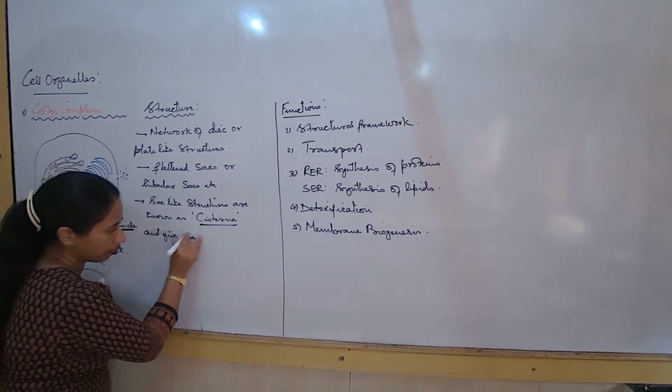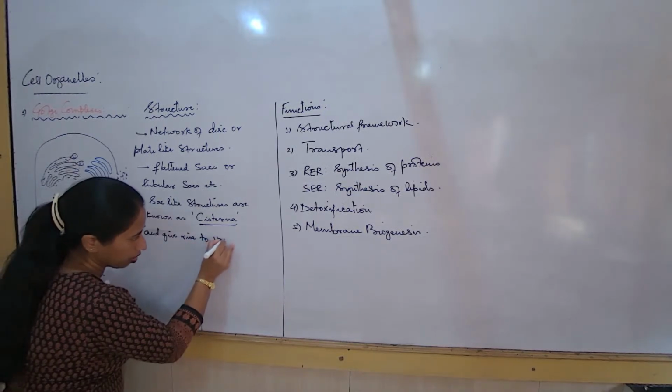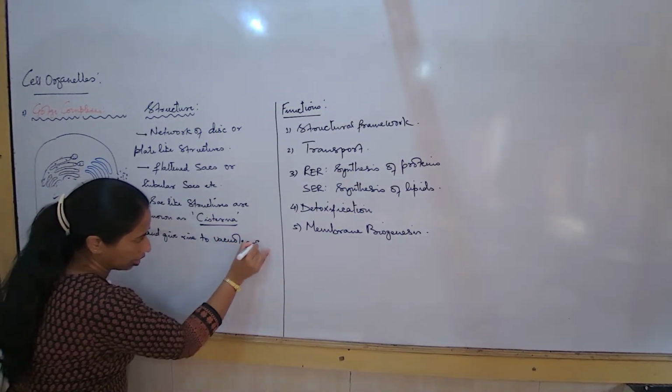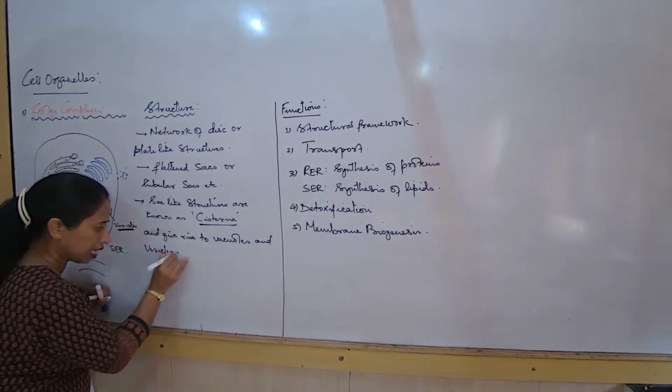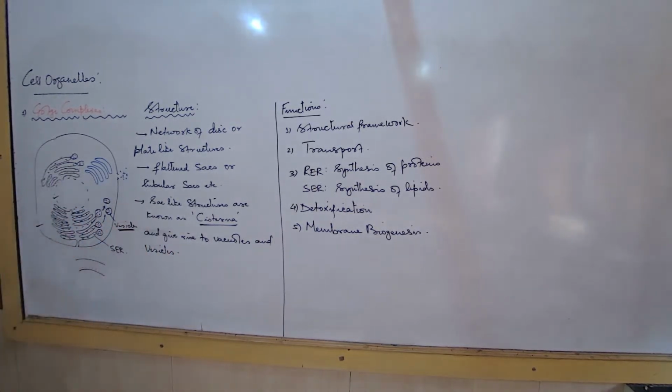They will always give rise to vacuoles and vesicles. So that is their major feature. Cisterna, you are always asked sometimes on mark. Cisterna, what are cisterna? These are some tubular structures, stack-like structures, sac-like structures. This is what is called cisterna.